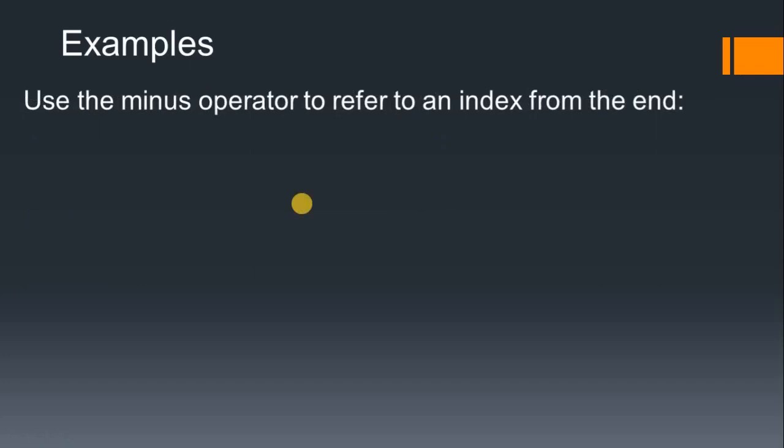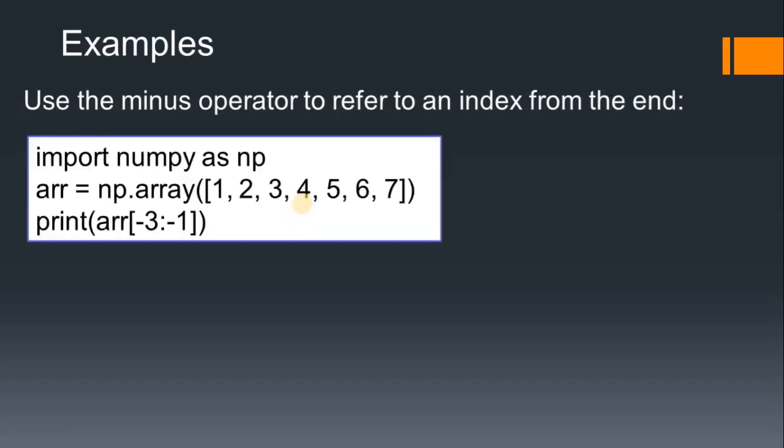Next example is to use the minus operator to refer to the index from the end. Minus 3 means you have to count from the end. So this is 0 position, 1, 2 and 3. At minus 3 we have the fourth element. So this is the minus 3 position element, and minus 1 means this is minus 1. From this position it will extract the elements 6 and 5. It will not count this one. So you see 6 and 5 are available for you.